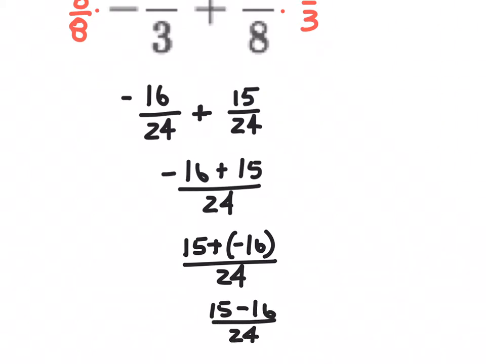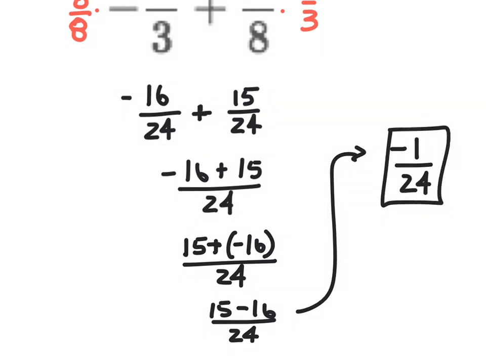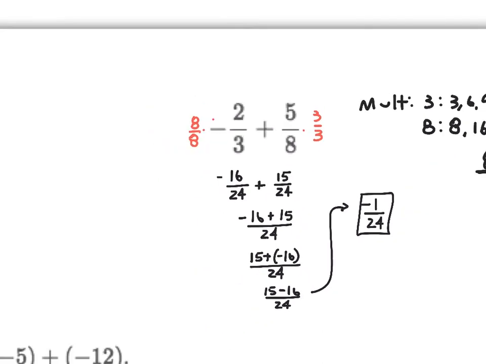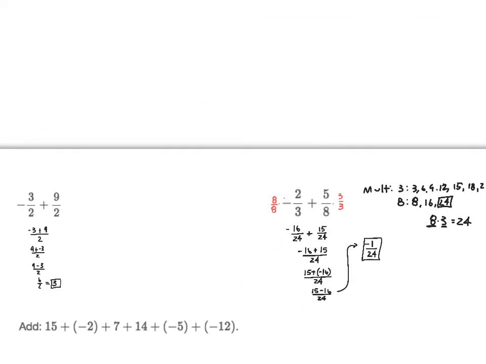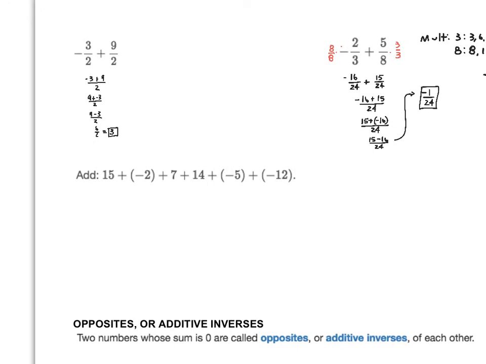Now, if you think about it, if you have $15 and you subtract off $16, how much do you have? You have negative $1. You're going to have to owe someone a dollar, okay? And so this becomes negative 1 over 24. And that's the idea. So that's that. Now let's look at adding consecutive numbers.